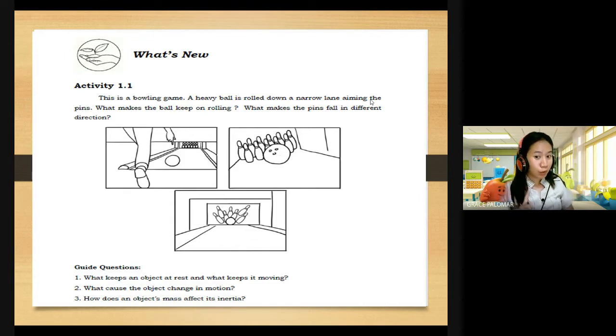Okay, so if we focus on the law of inertia, it says that an object has a tendency to keep moving unless you put an external force to keep it or to stop it moving. So what makes the ball keep on rolling is the law of inertia. It continues to move.